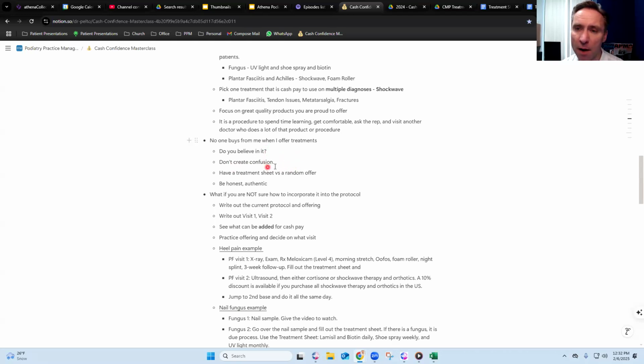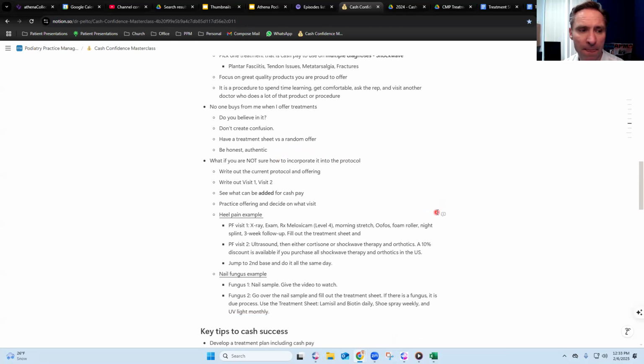Don't create confusion. This is my problem. Sometimes I offer too many things and I complicate things because I want to be so comprehensive. I try to simplify things now and offer fewer things. I like to have a treatment sheet because it's a process versus random offers. I like writing these things down, and I like to be honest and authentic with patients in terms of the success rate. I do find that shockwave is 80 or 90% effective. I can say more so on certain conditions than others, like plantar fasciitis and Achilles tendonitis. On insertional Achilles tendonitis, not as much because of the bone area. So I try to be honest and authentic and just tell the truth to patients about how effective things are.